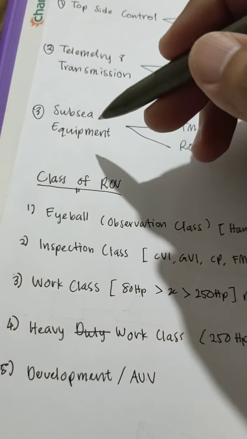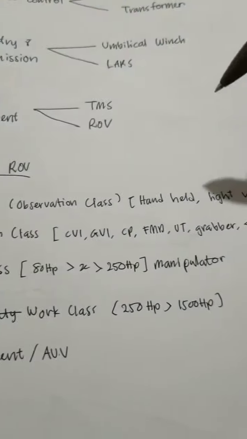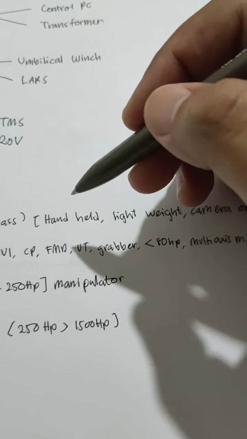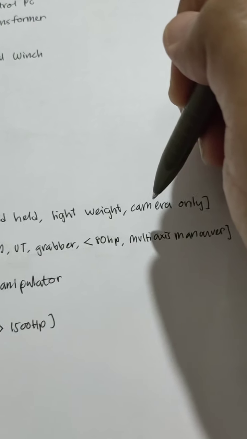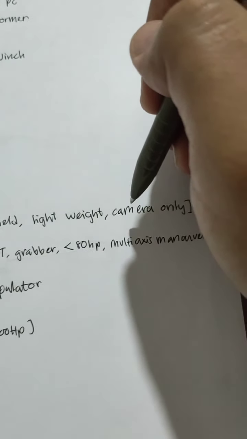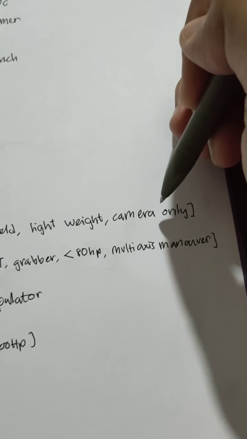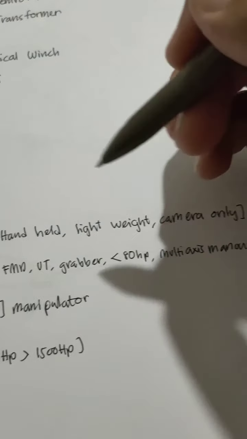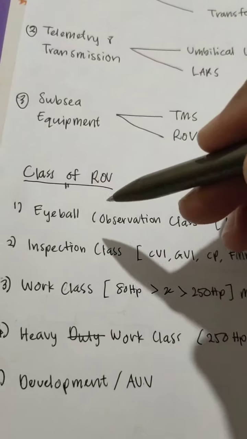For eyeball, it is also known as observation class. Its classification is that it can be handheld, it is lightweight, and it can cater only a camera for the ROV in the eyeball observation class.